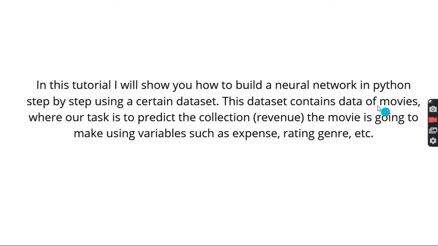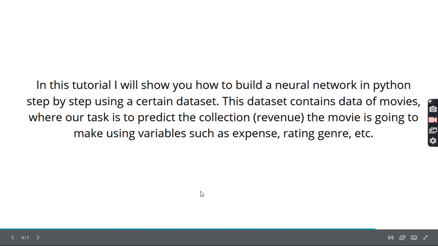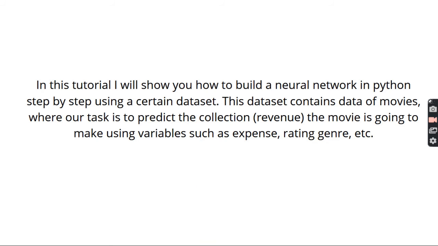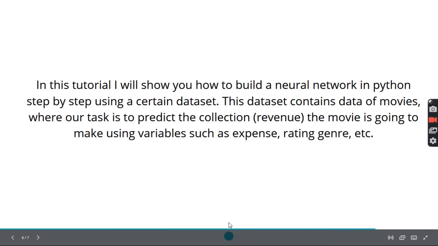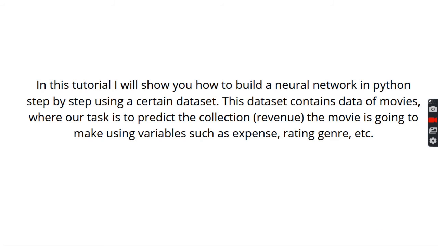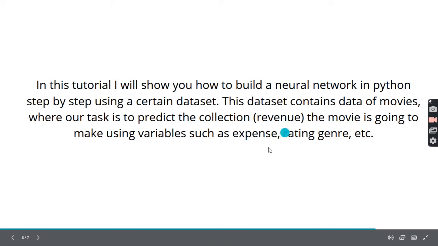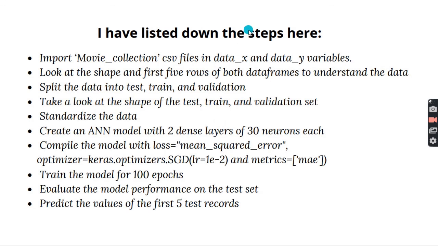In this tutorial, I'm going to show you how to build a neural network with Python step by step using a data set. My data set is a movie data set where I'm going to predict the collection or the revenue of the movie, what it's going to generate, based on past data. We're going to get the budget of the movie, the rating, the genre, the location, the home box office location, etc. We're going to have a lot of fun doing this.